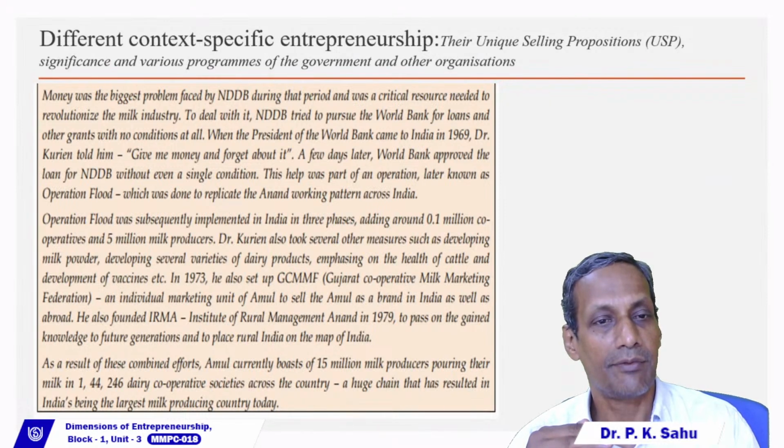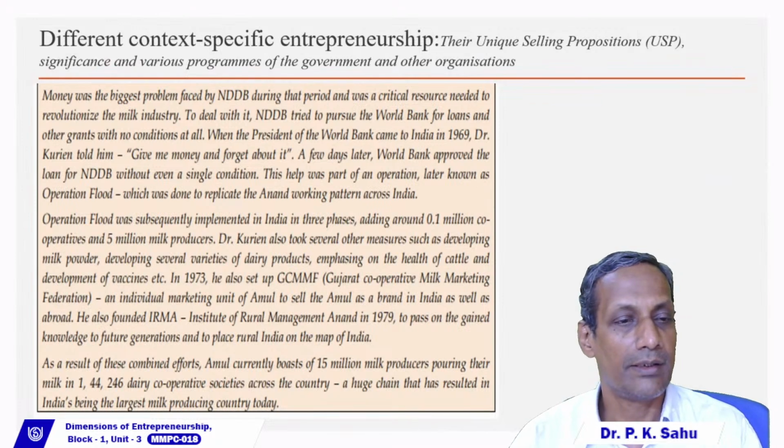In 1973, he also set up the Gujarat Cooperative Milk Marketing Federation, or as it is called, GCMMF, an individual marketing unit of Amul to sell the Amul as a brand in India as well as abroad. He also founded IRMA, Institute of Rural Management in Anand in 1979 to pass on the gained knowledge to future generations and to place rural India on the map of the world.